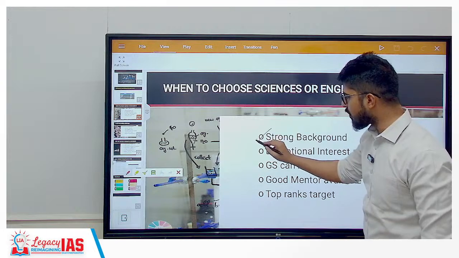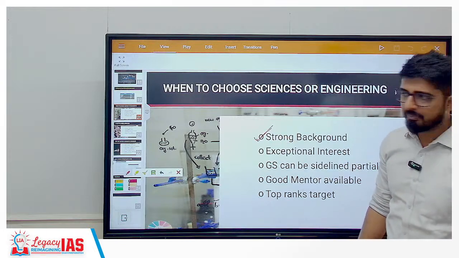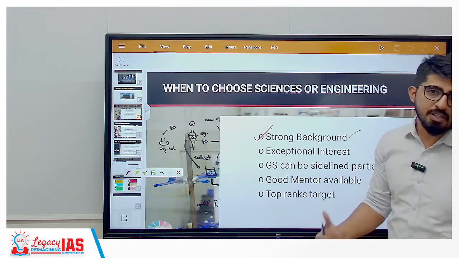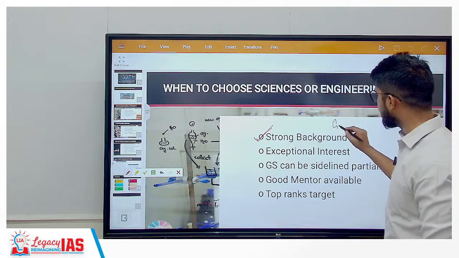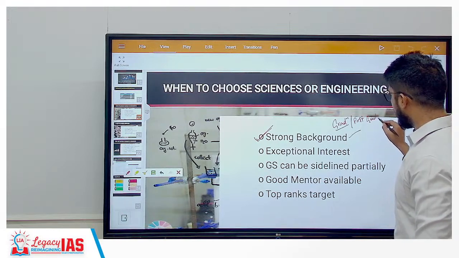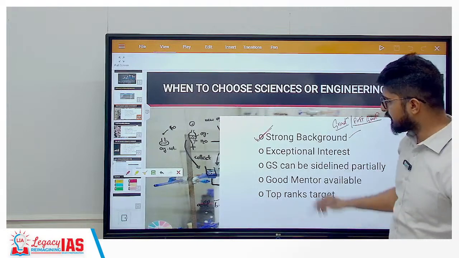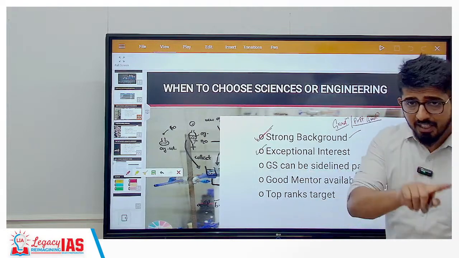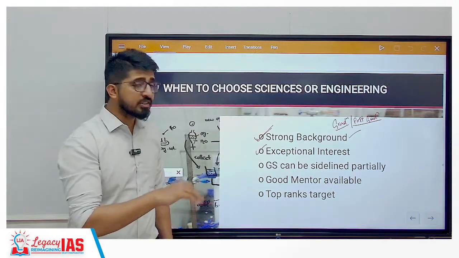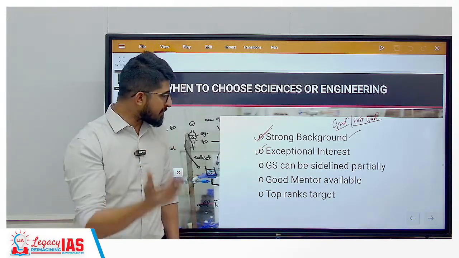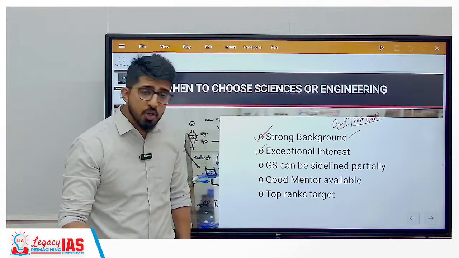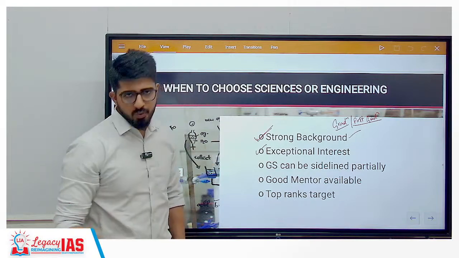You should have a very strong background. When I say a very strong background, you should have understood the subject. You should have loved the subjects that you studied in your graduation or post-graduation. Only then choose them as an optional. This is the first thing. Second, exceptional interest. That interest should have continued till now. Even if you loved the subject, maybe you have lost the love. The interest should be there even today. Then you can go with that as an optional.